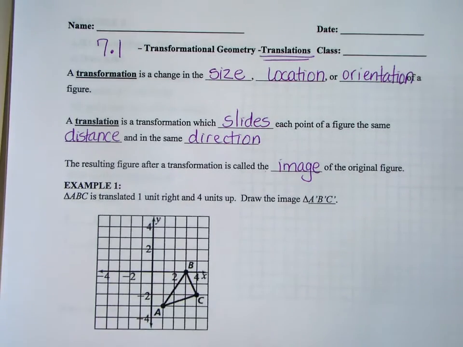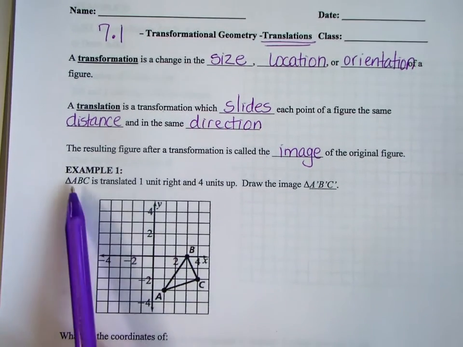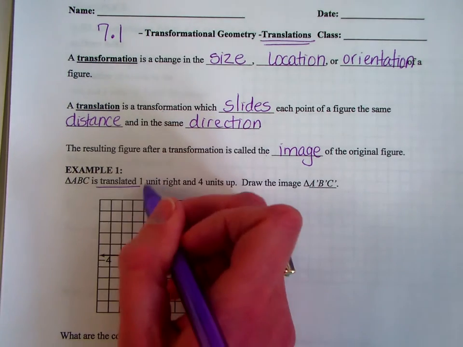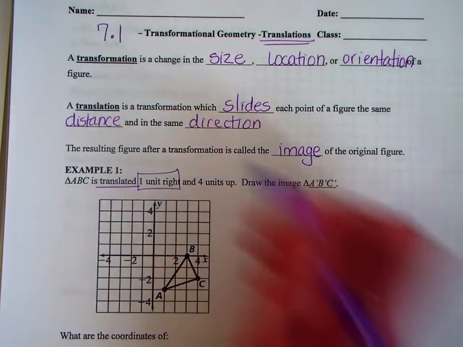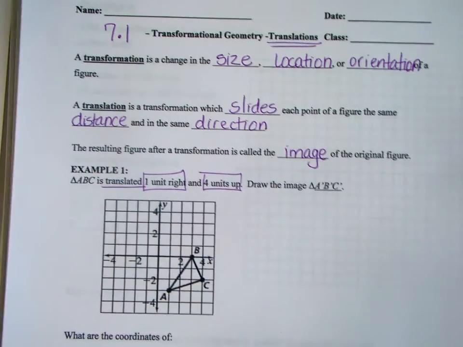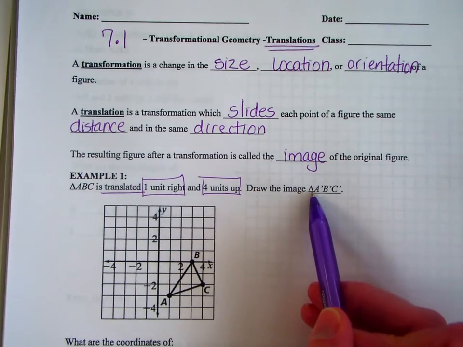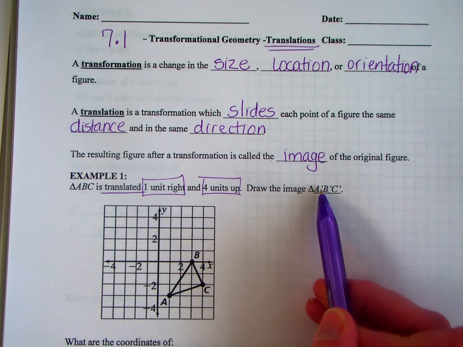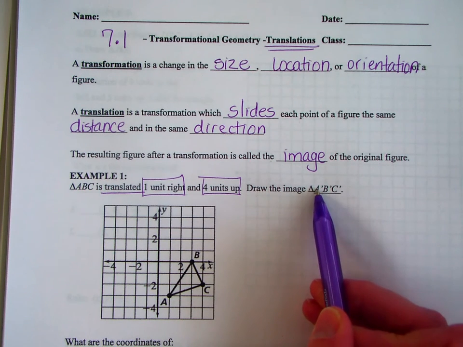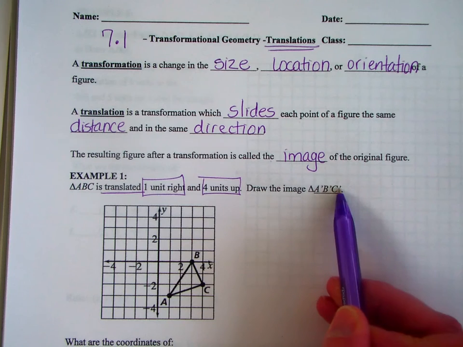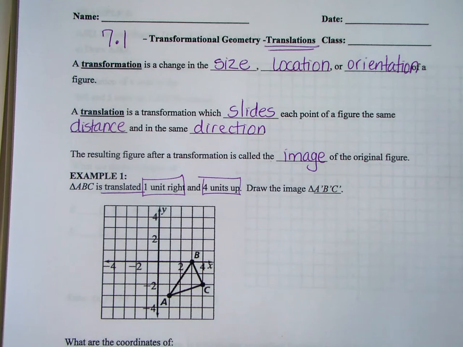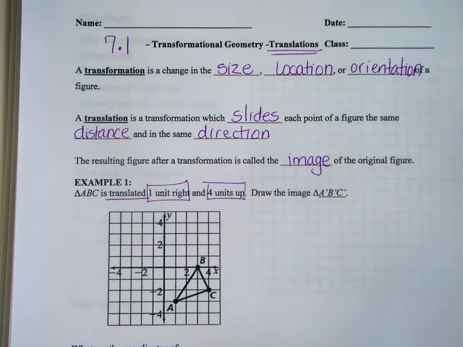So we're going to take a look at a couple examples. They say in this one that triangle ABC is translated 1 unit right and then 4 units up. We're going to draw triangle A prime, B prime, and C prime. Notice these little marks. We read those A prime, B prime, and C prime. This is our way of saying that it's our image, just a way of labeling what our second figure is going to be.